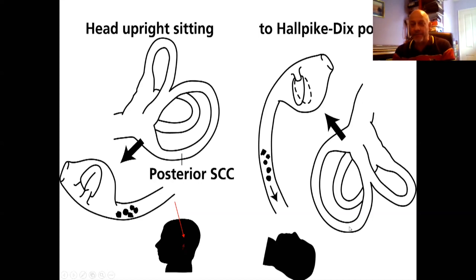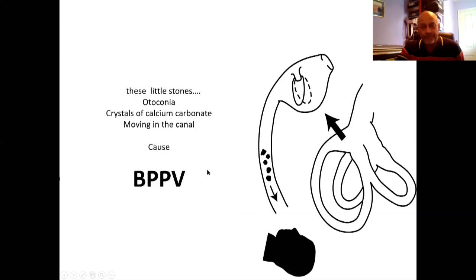Now, most people at home don't stay there long enough to know that it's going to stop because it feels so horrible. But when it stops, we then can tip them with the Epley maneuver through the whole thing. So these little stones, the otoconia, the crystals, moving in the canal, that's what causes BPPV. The benign, paroxysmal, positional vertigo. Benign, it's not serious. Paroxysmal, when it starts coming on, it goes from nothing to very strong. Positional, it comes on in a position, and it's vertigo. It's a spinning sensation.